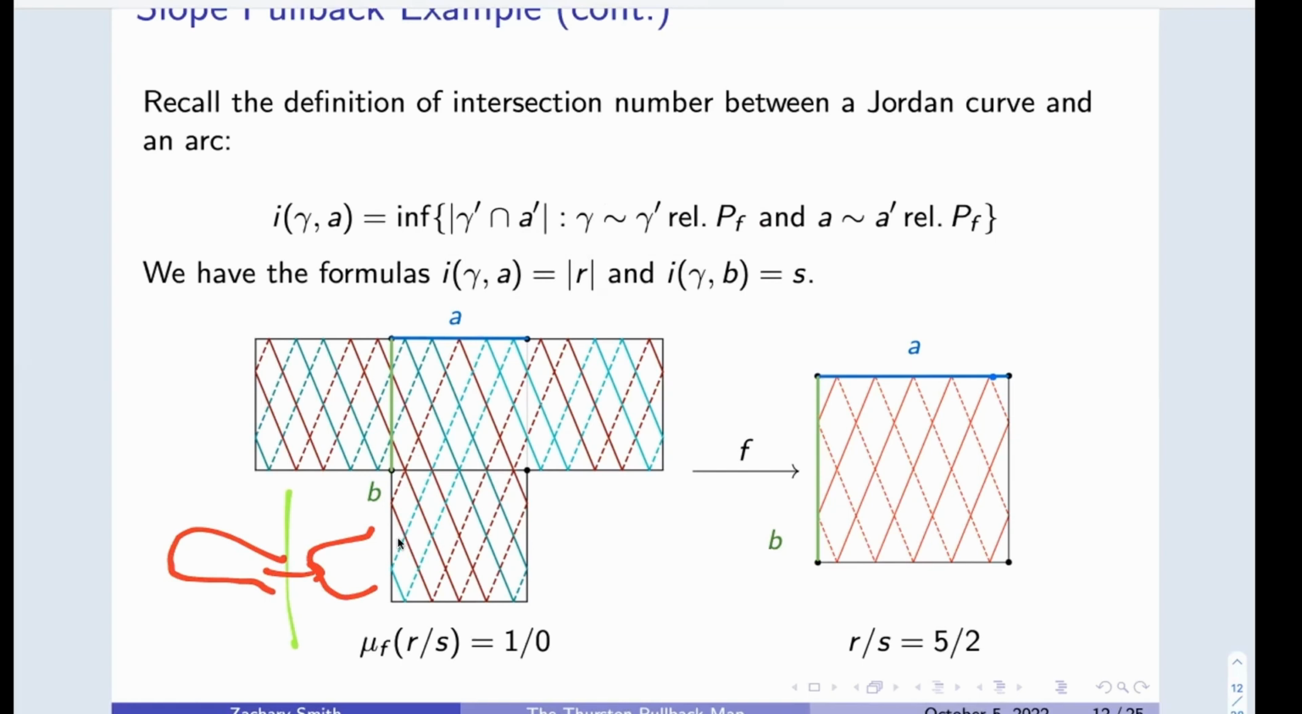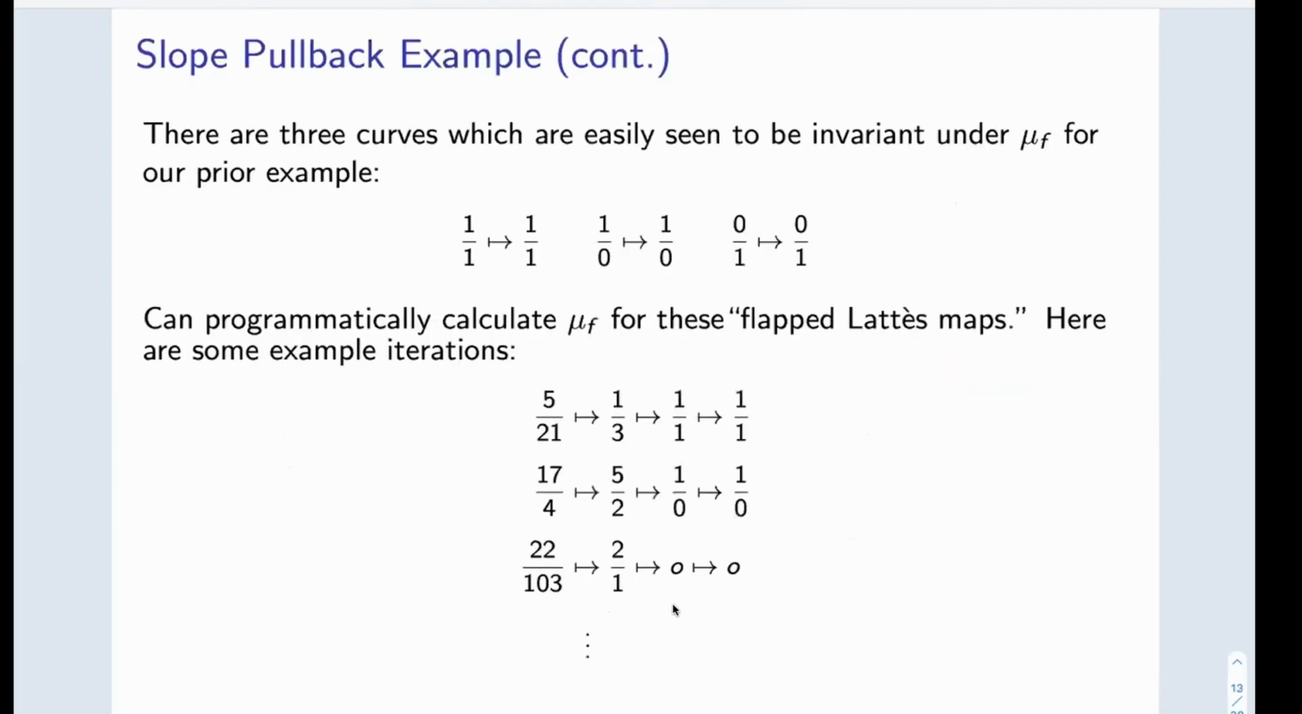Okay, so my R over S on this side is 5/2, but my mu f, my slope pullback function evaluated on that 5/2 will actually be 1/0, or in our notation infinity. Okay, are there any questions about this? All right.